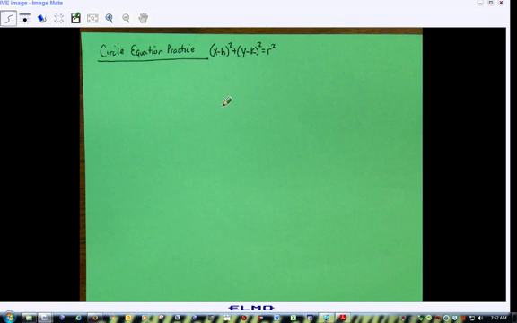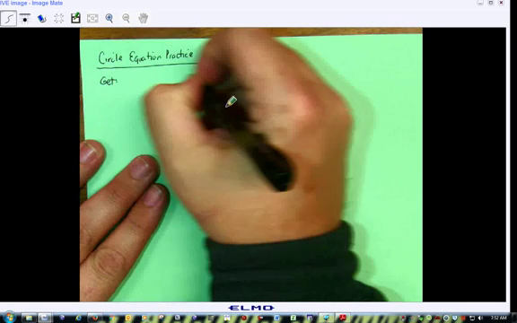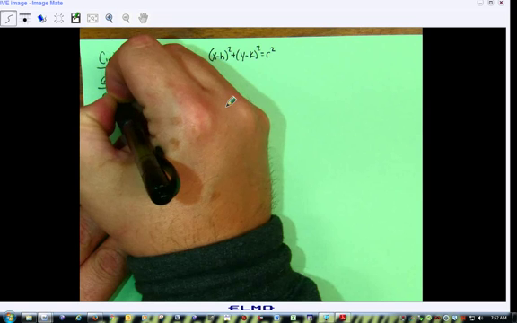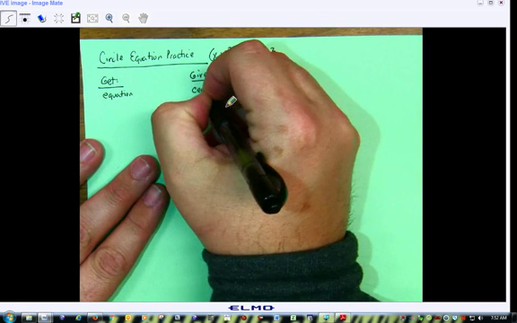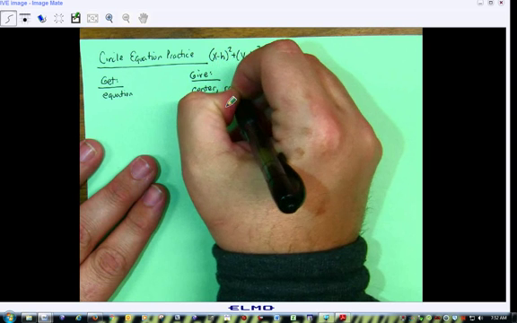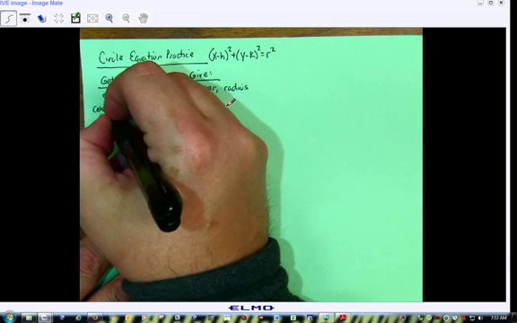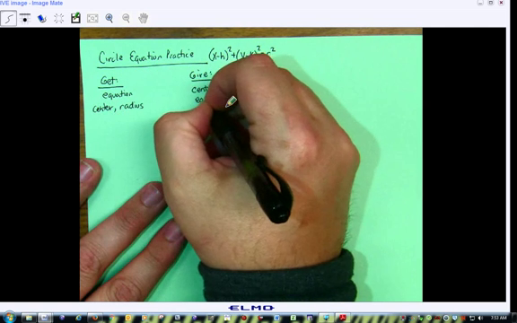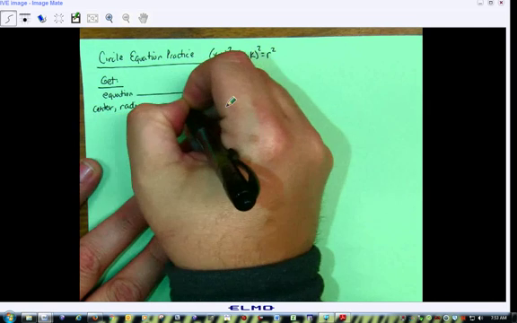If I give you an equation, you have to give me the center and the radius. Here's what you got to give. If you get an equation, I need the center and I need the radius. If you get a center and a radius, I need an equation. So these are the two conditions.